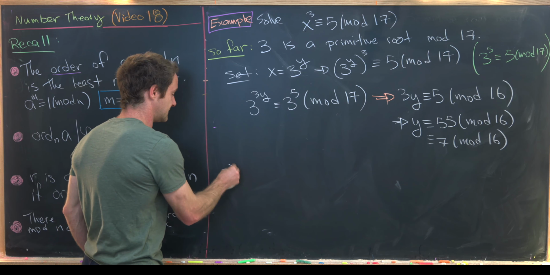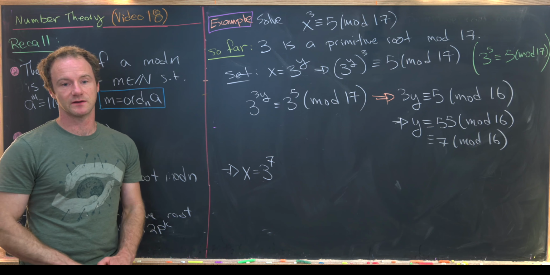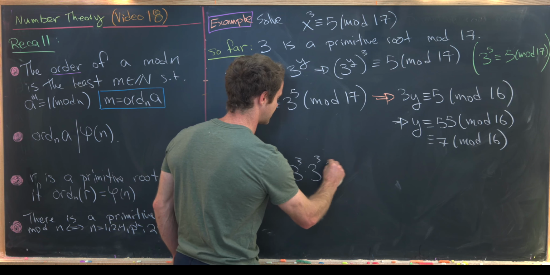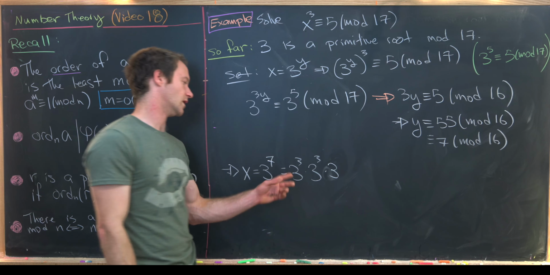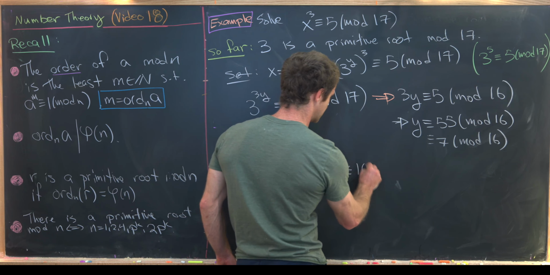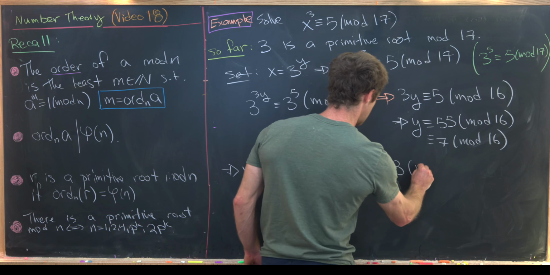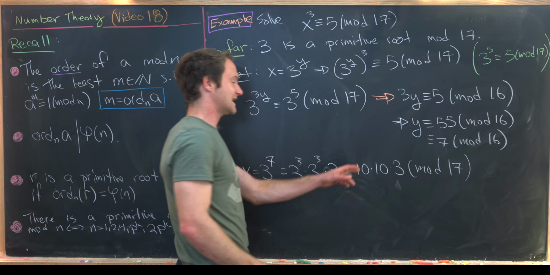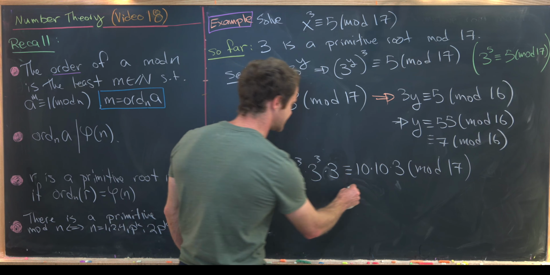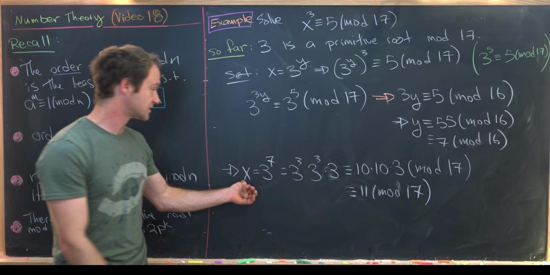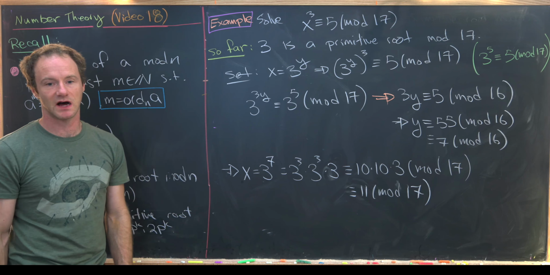That tells us that x is equal to 3 to the y, or 3 to the 7. But let's notice that that is equal to 3 to the 3 times 3 to the 3 times 3 to the 1, because 3 plus 3 plus 1 is 7. Now we can notice that that's equal to 10 times 10 times 3 mod 17, for the same reason that we did on the last board. But that's going to be 300 mod 17, which reduces to 11 mod 17. So our solution is x is congruent to 11 mod 17.